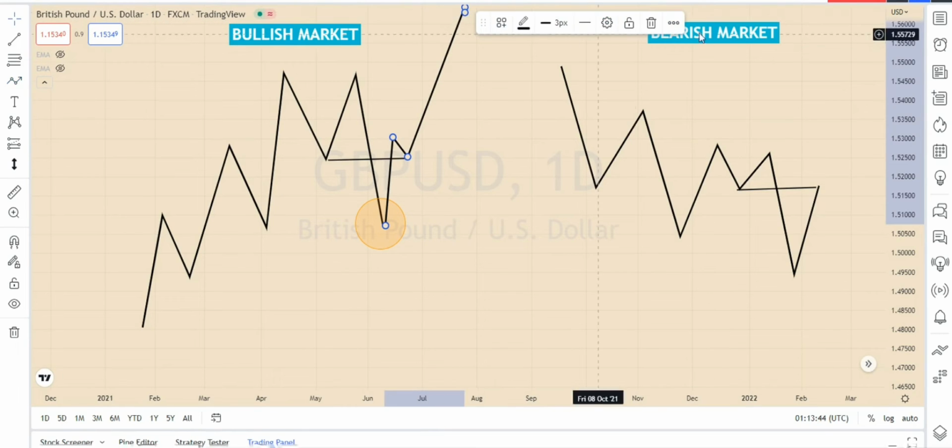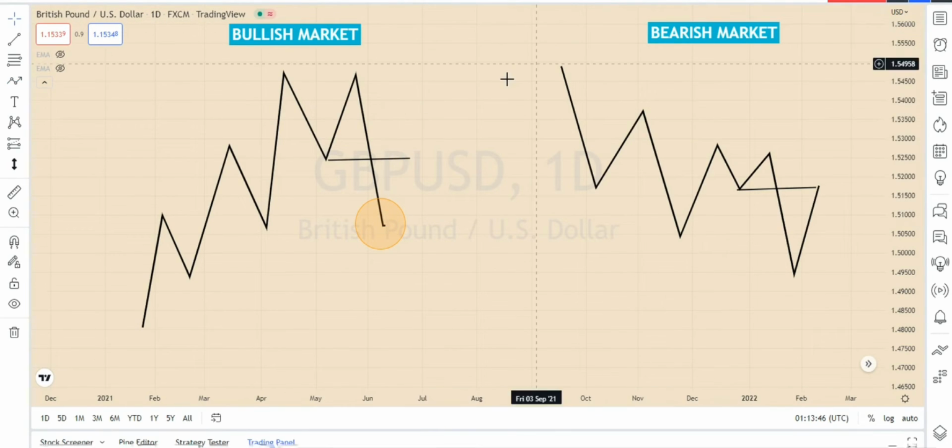So when the market is bullish and you see the M pattern form, you don't expect it to do what? To start here and trade lower. Expect it to break the structure and trade higher.